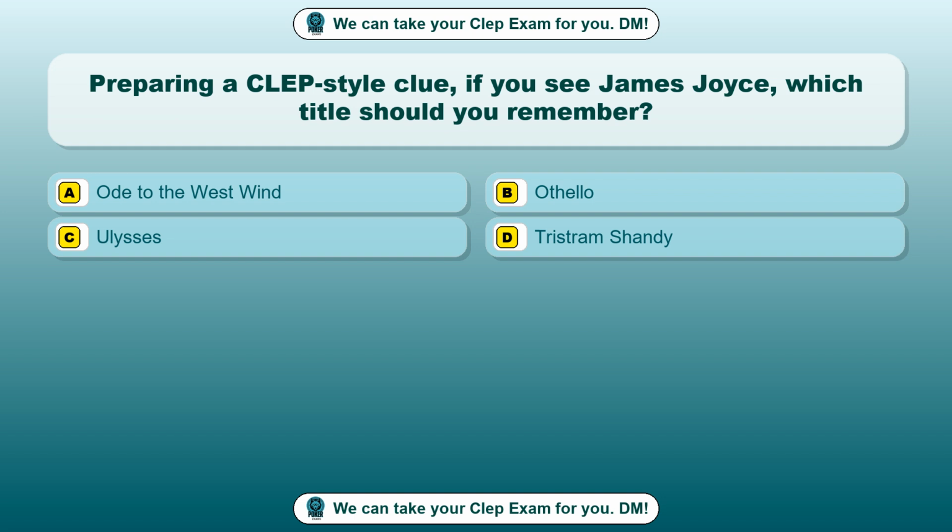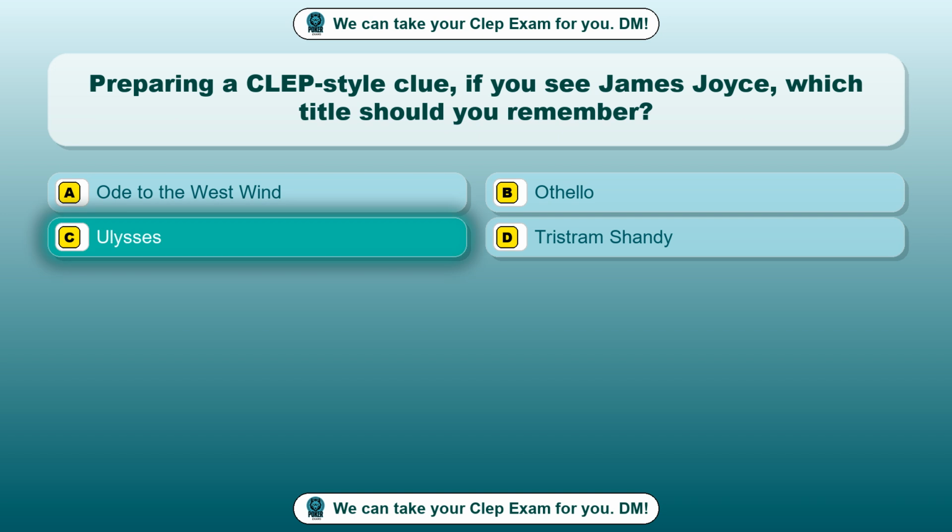Question 14. Preparing a CLEP style clue. If you see James Joyce, which title should you remember? Option A, Ode to the West Wind. Option B, Othello. Option C, Ulysses. Option D, Tristram Shandy. The correct answer is option C, Ulysses.